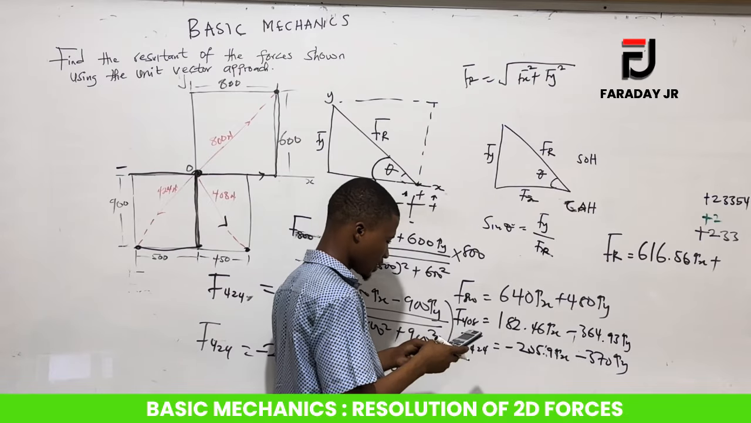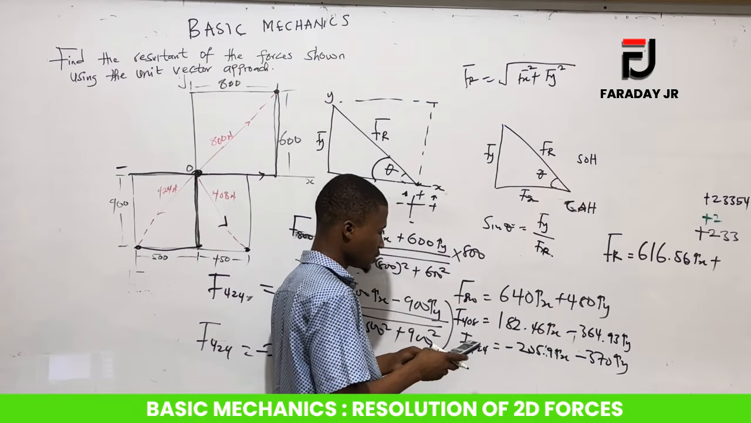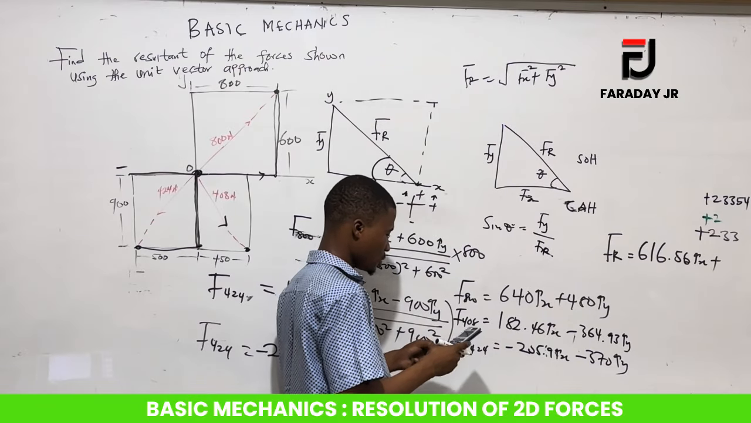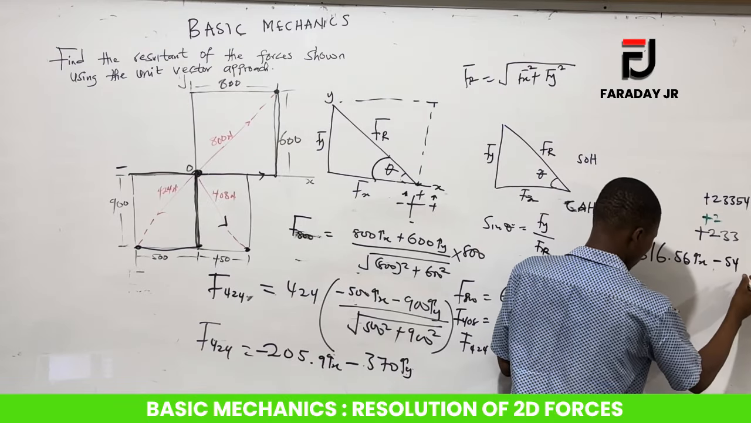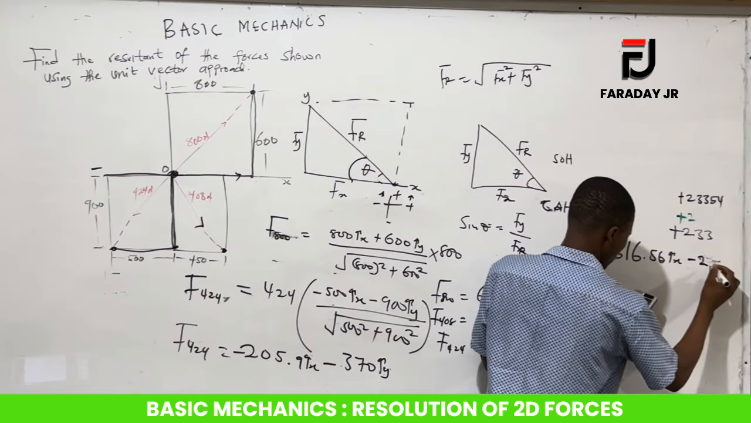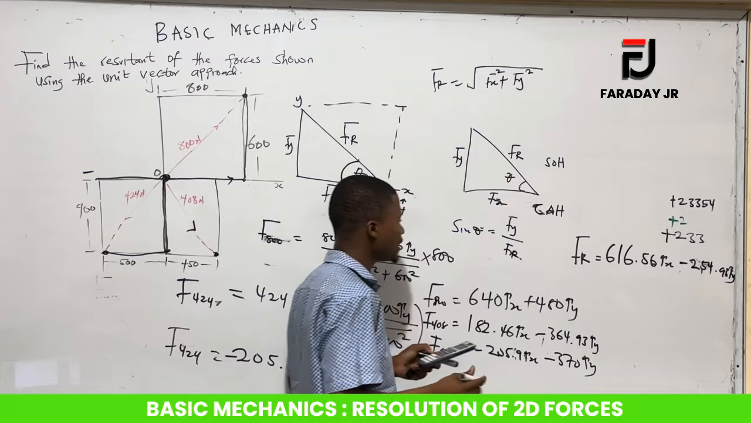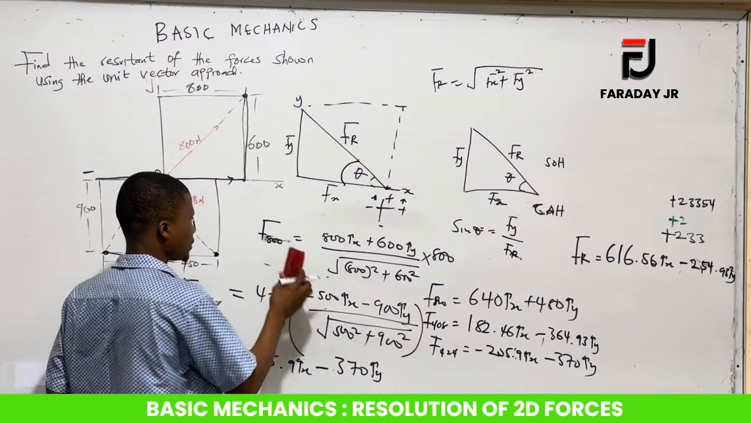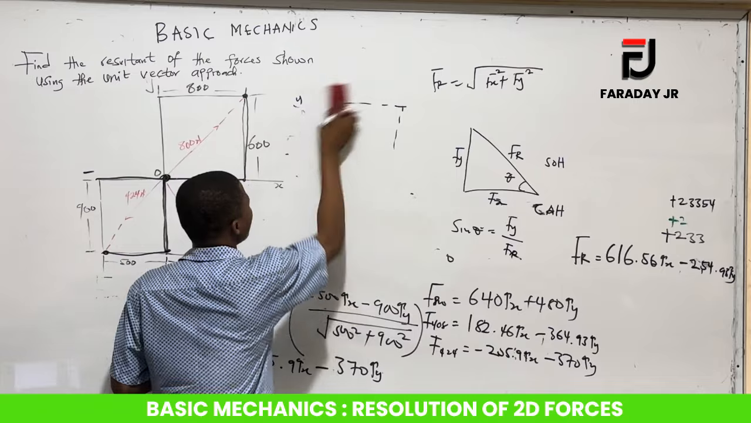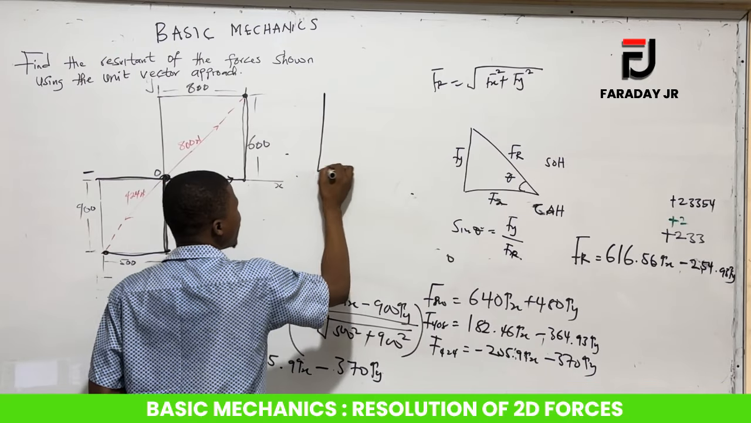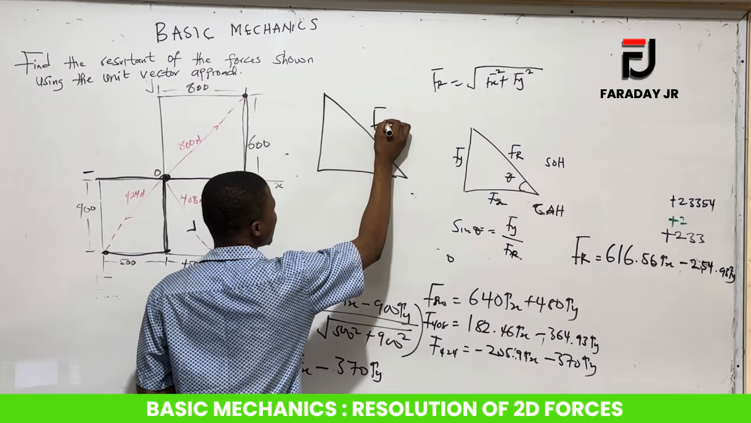So 480 minus 364.93 minus 370. That's giving us minus 254.93 iy. Now what this means is that we have now resolved these forces into the x and y plane. So this is our resultant force we have here, R.